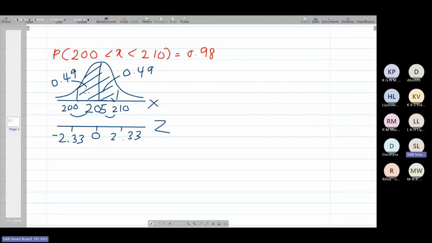Then the question asks to find the standard deviation. The standard deviation is used when we calculate the Z value. Then we move to the Z formula: X minus mu divided by standard deviation. Here there are two Z values, but we can select only one. Okay, then we select the plus value, plus 2.33.